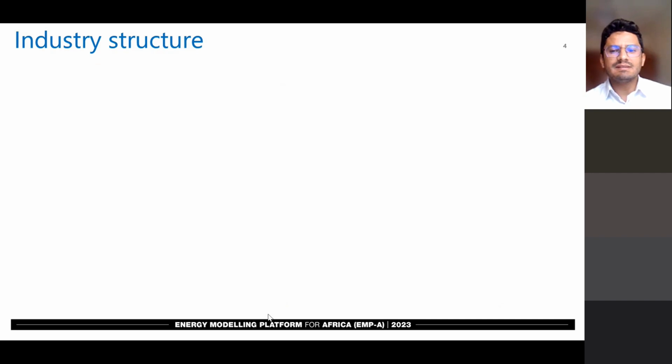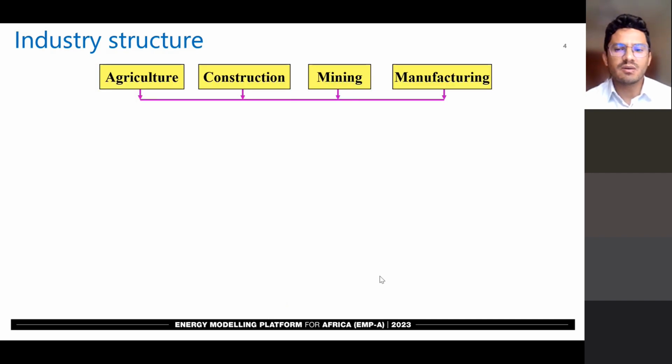This is a scheme which illustrates how energy consumption of the industry sector is structured. We already said that we can define more subsectors, but we don't have to do this unless there is a real purpose and interest behind it, and also if we have data. If not, we can model agriculture as one sector, as well as construction, mining, and manufacturing.